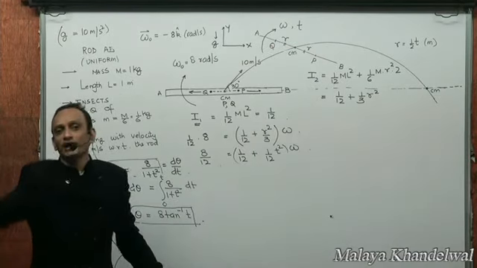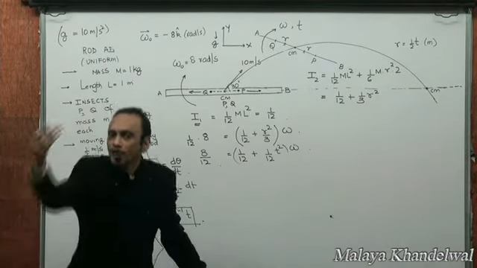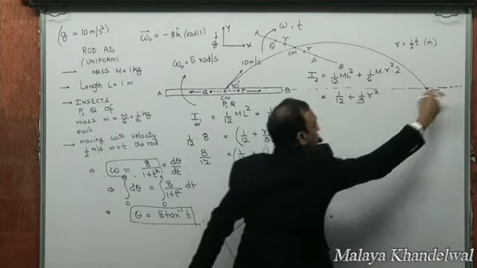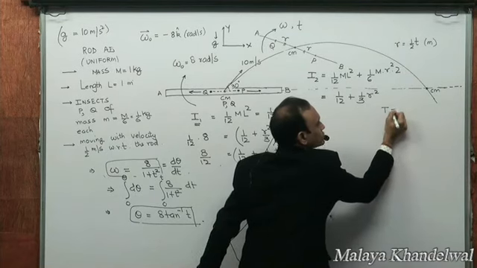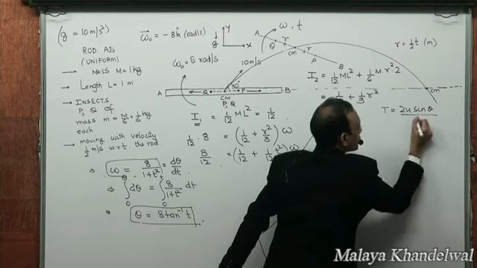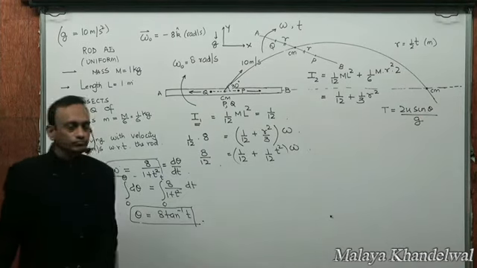That's the total time of flight of the center of mass, as in regular projectile motion. The total time of flight of the center of mass from this state to this state is given by T = 2u sin θ / g. Yes or no? That's the total time of flight.